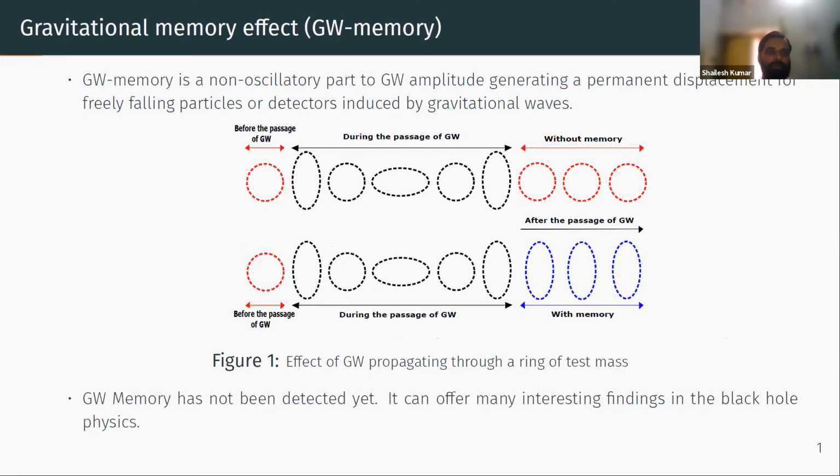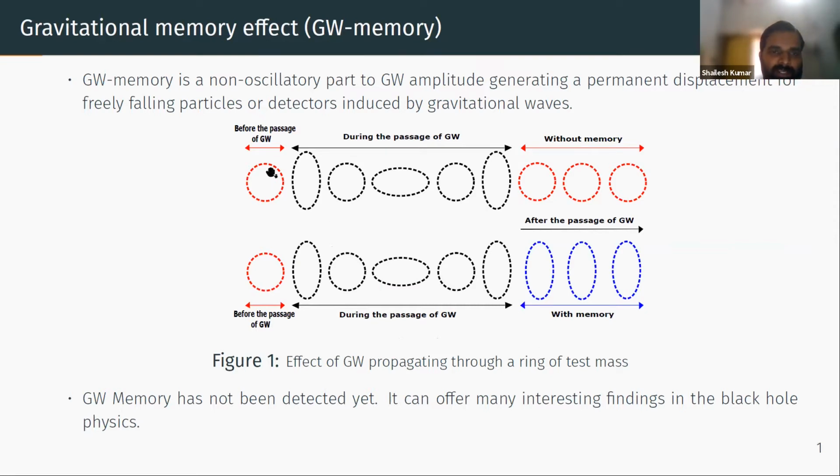So the gravitational memory effect is a well-known non-oscillatory part of the gravitational wave amplitude, which generates a permanent displacement for test particles or test detectors induced by gravitational waves. It has not been detected yet experimentally. People are expecting to detect it in the coming decade using advanced LIGO or laser detectors. It can trigger many intriguing findings in black hole physics.